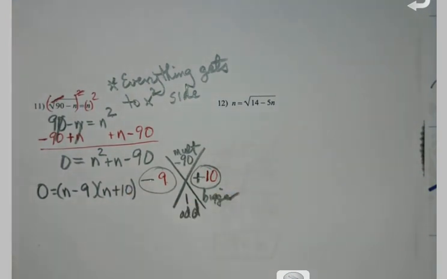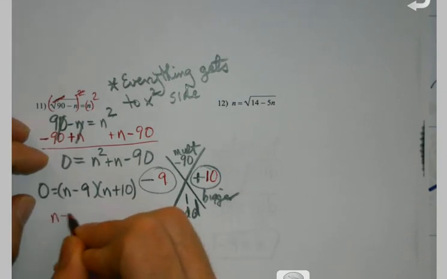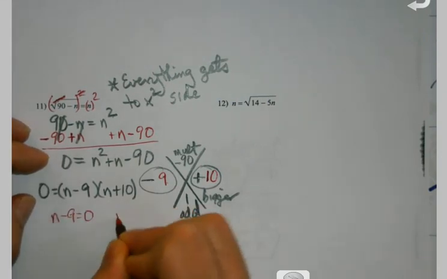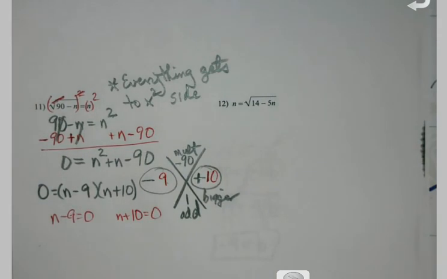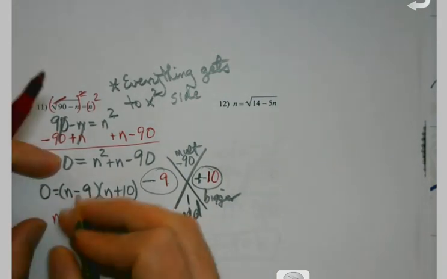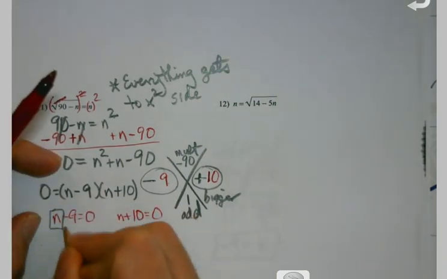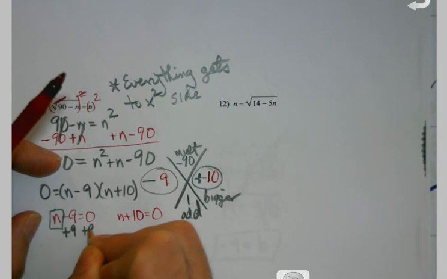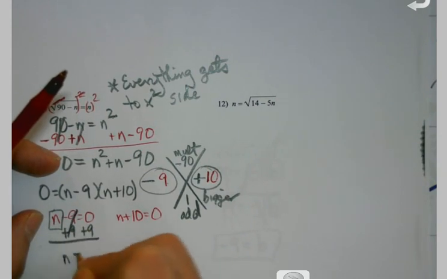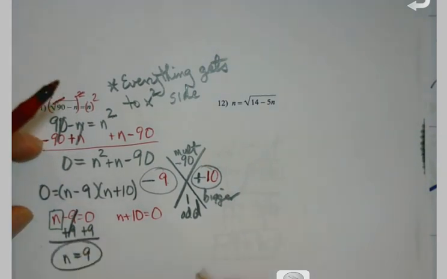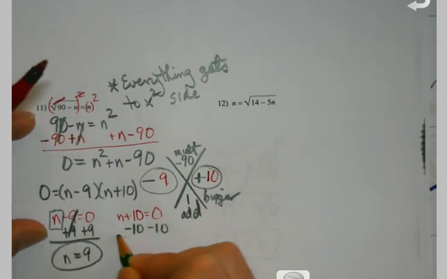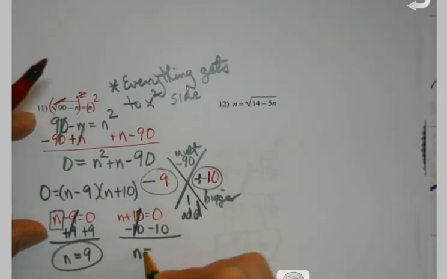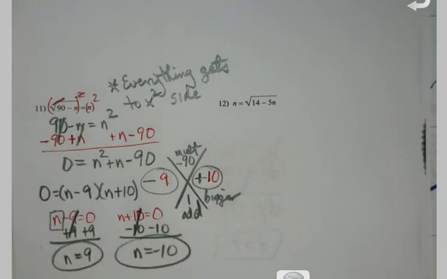So once I have it factored, take each set of parentheses, set them equal to 0, and solve the mini equations. So to get n alone, I'm going to add the 9. To get the n alone here, I'm going to minus the 10. And I've got my solutions.